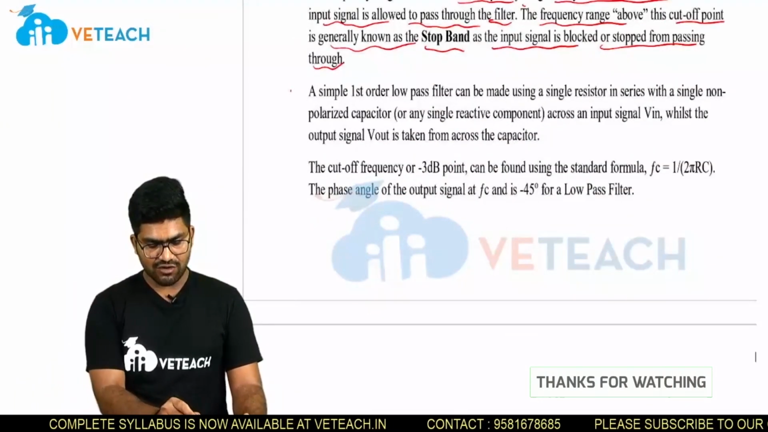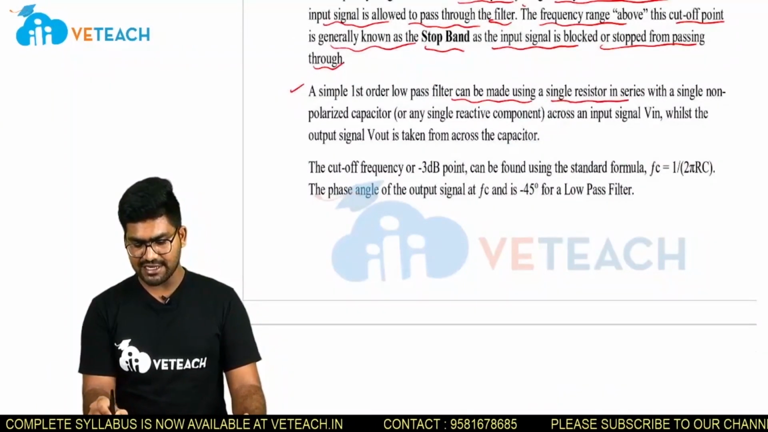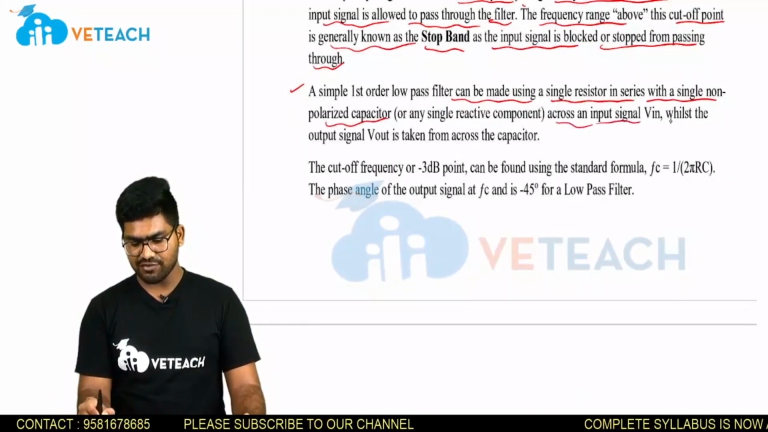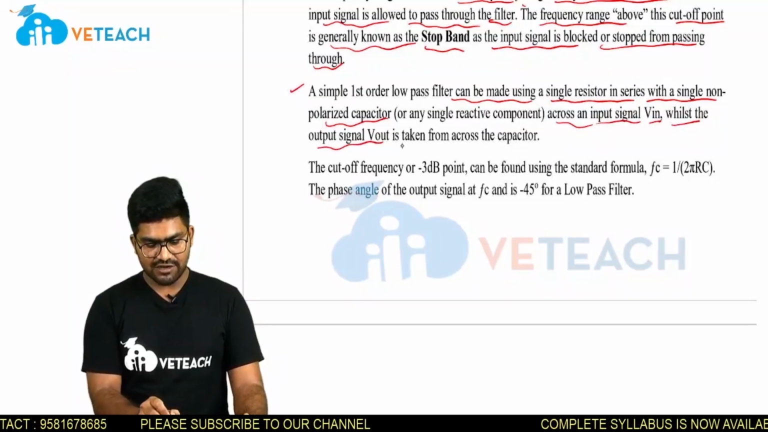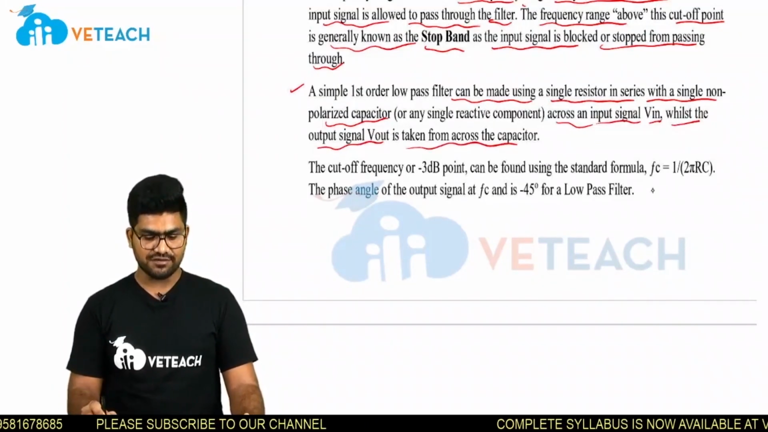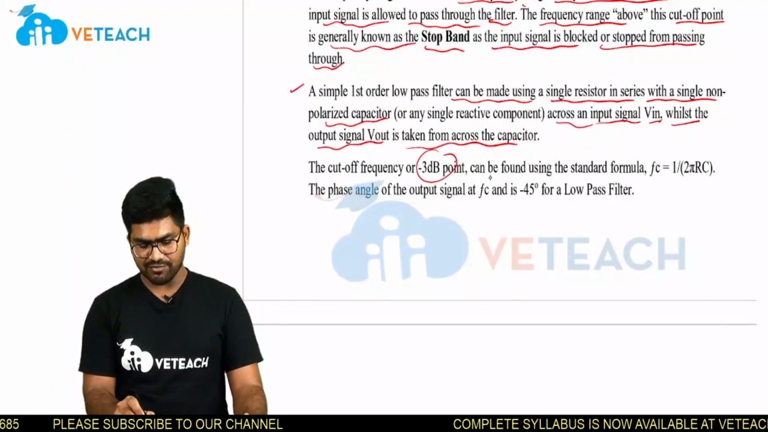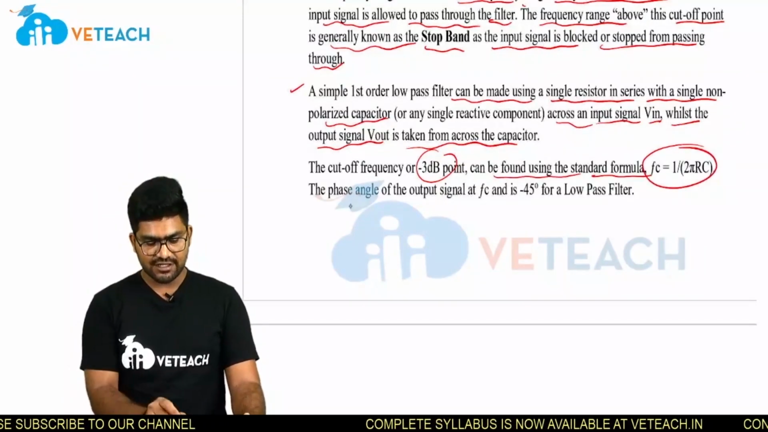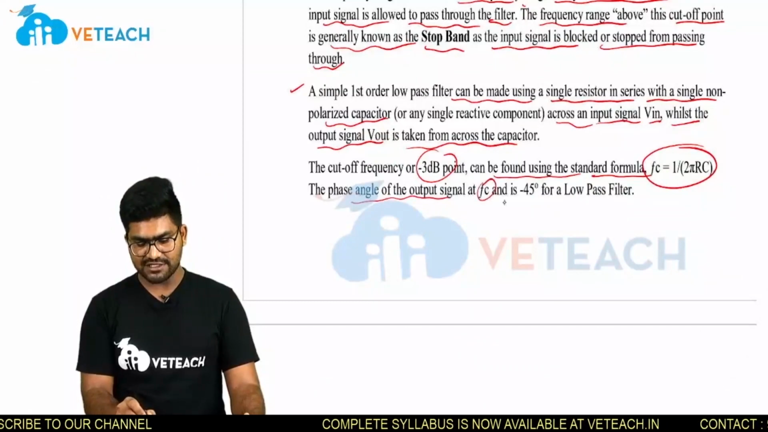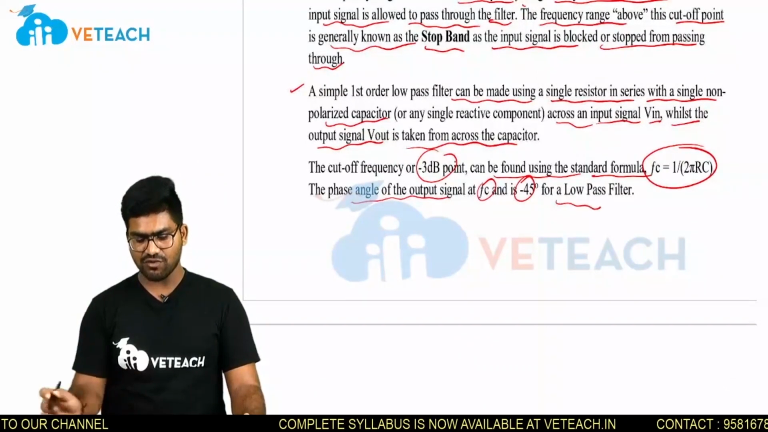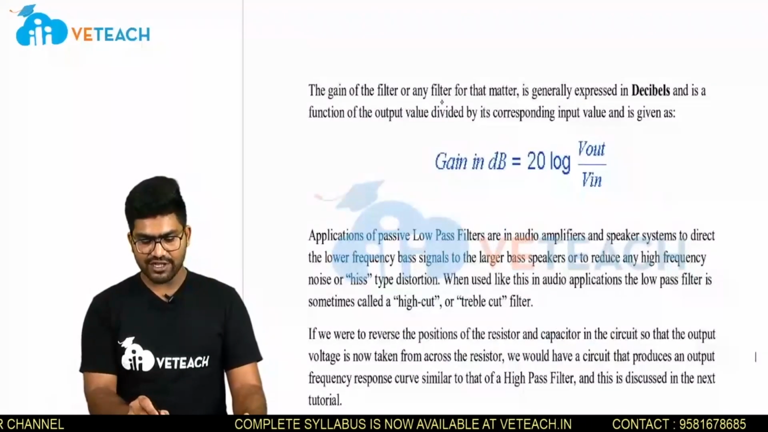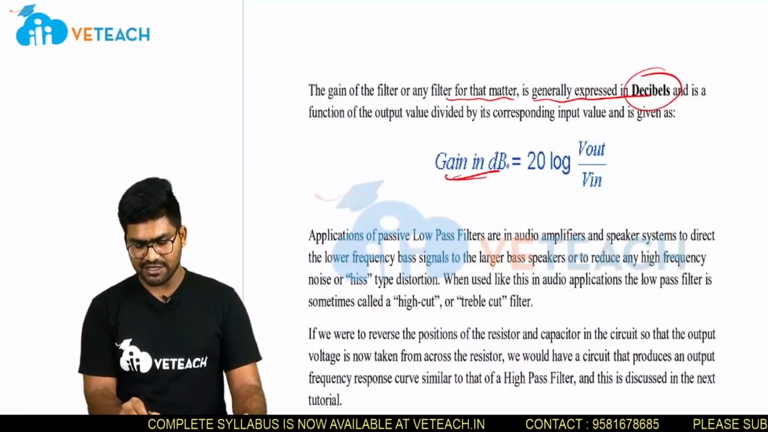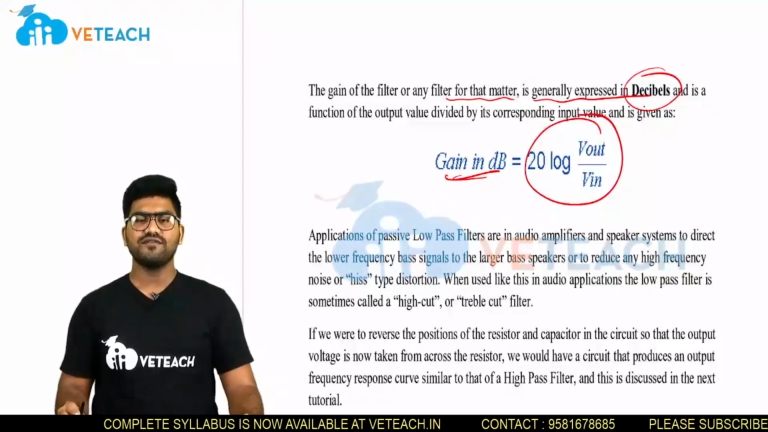A simple first order low pass filter can be made using a single resistor in series with a single non-polarized capacitor across an input voltage Vin, while the output signal Vout is taken across the capacitor. The cutoff frequency or minus 3 dB point can be found using the standard formula, which is Fc equal to 1 by 2 pi RC. The phase angle of the signal at Fc is minus 45 degrees for a low pass filter. Okay, so the gain of a filter, or any filter for that matter, is generally expressed in decibels. So gain in decibels is nothing but 20 log Vout by Vin.